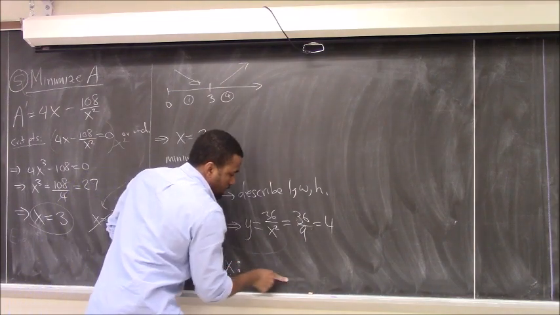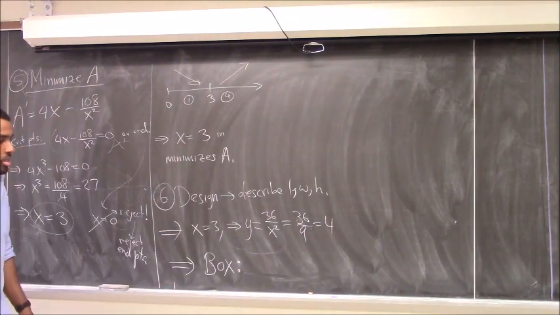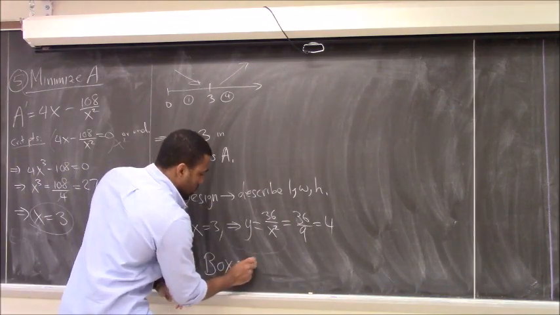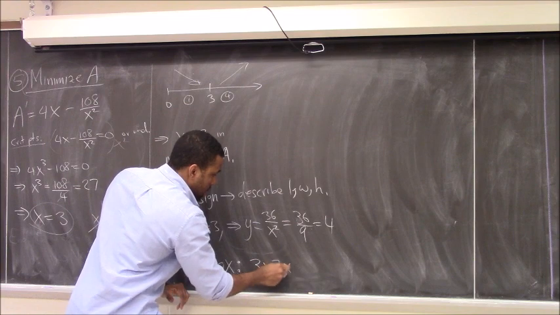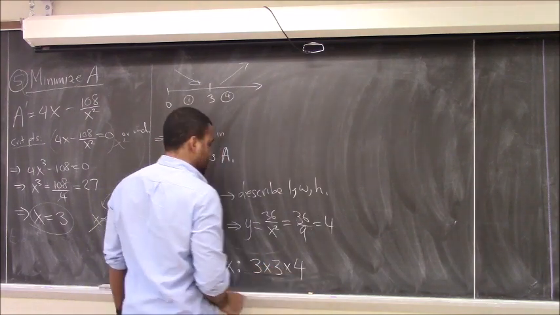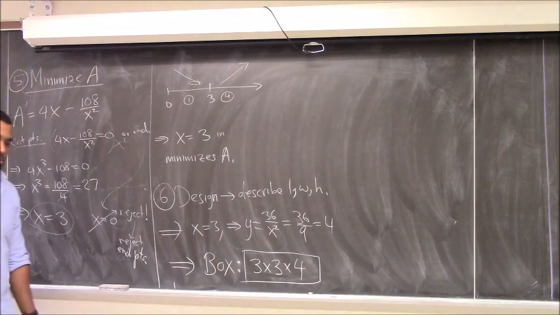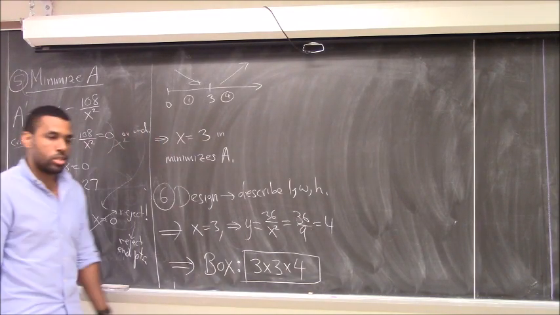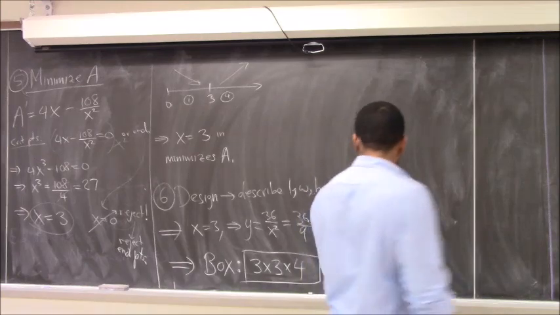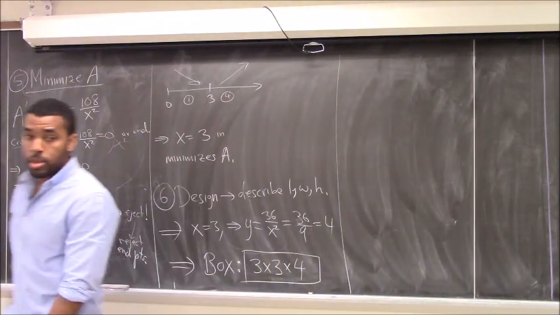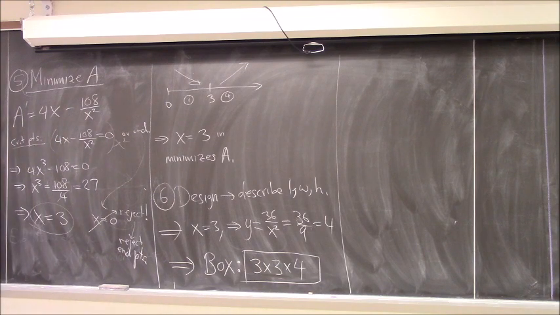So the design for the box that will have the desired constraint as well as the minimum amount of surface area is you want a 3 by 3 by 4 box. 3 inches by 3 inches by 4 inches would be a box that has a volume of exactly 36, but it uses the smallest amount of area possible for a box of that volume size.